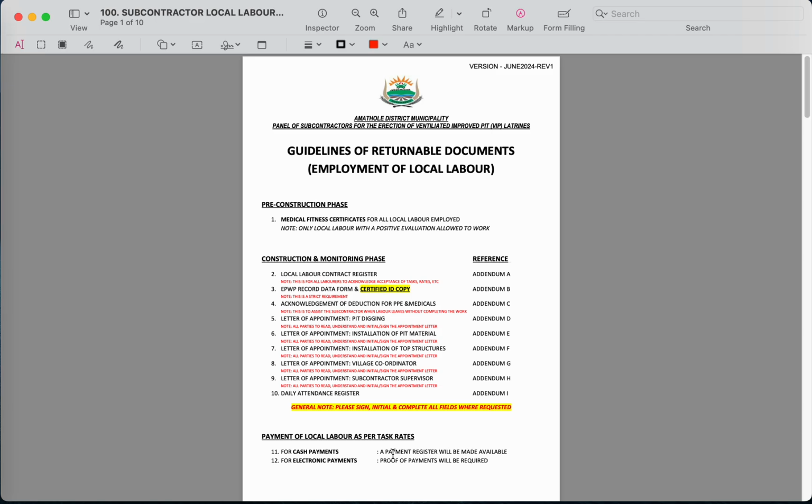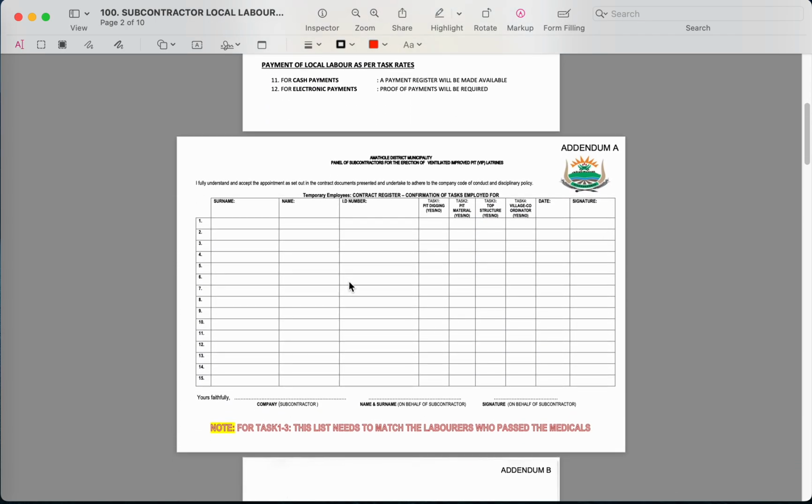After a payment has been made to you as a contractor, you will receive a payment register which you will assign, and the employees and the local laborers need to sign and show the amount which they have received. And then for electronic payment, proof of payment will be required. You obviously will still need to do a payment register, but you will attach the POPs, the proofs of payment, within the register when you are returning the register. Let's go to page 2, which talks about local labor contract register, which is addendum A.